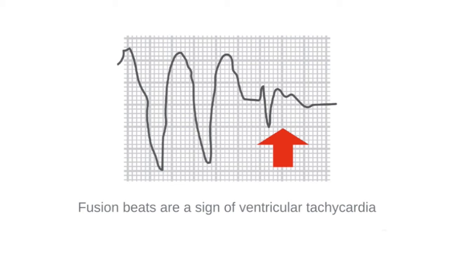Figure 9 demonstrates fusion beats, a sign of ventricular tachycardia. These are produced when both a supraventricular and ventricular impulse combine to produce a hybrid appearing QRS.